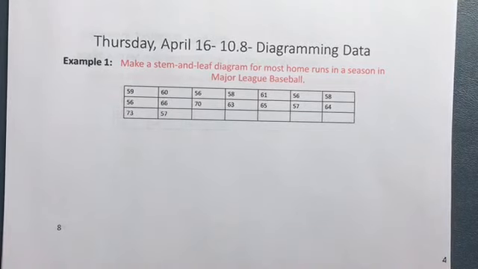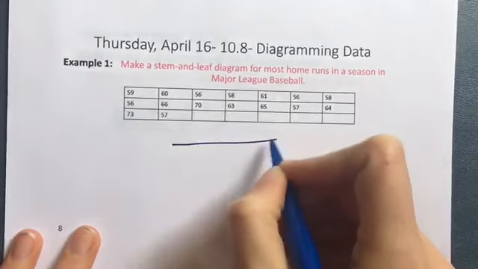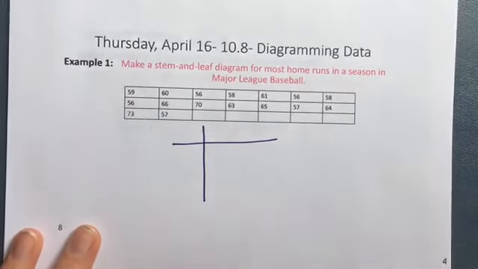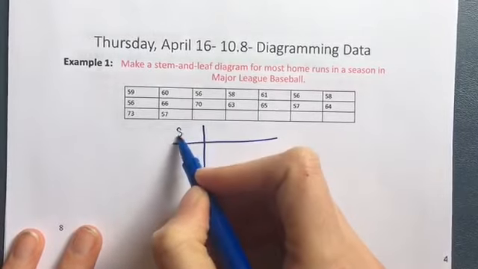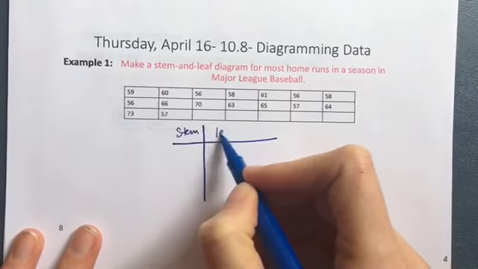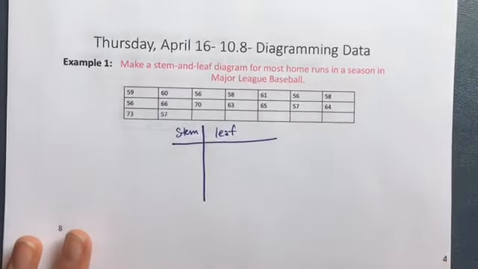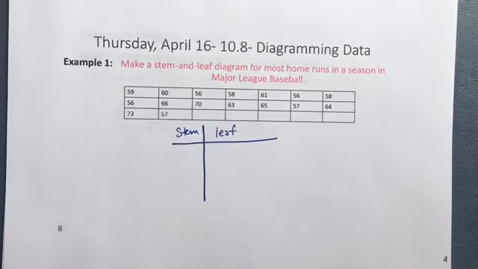Here's how it works. First of all, these are two-digit numbers. And for the first example, I'm just going to show you how to do it, okay? Because if you've never seen one, you won't understand how to make one. So when I start making a stem and leaf diagram, I first start with a cross type figure here. And if you want to, you can label them. This right here is going to be our stem, and this is going to be our leaf, or leaves.